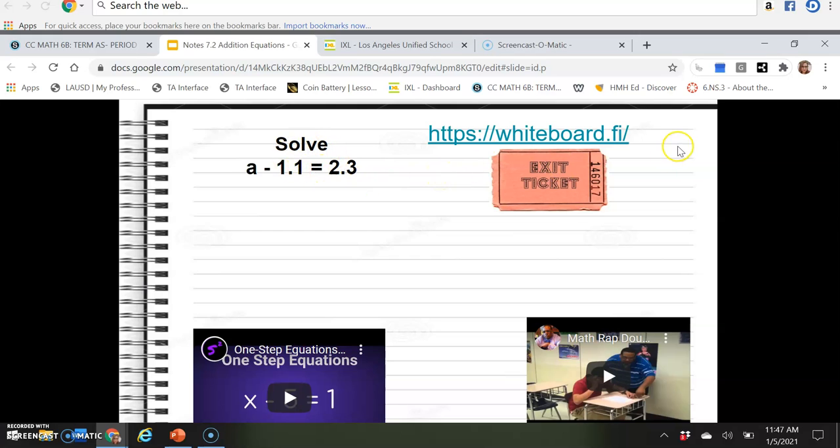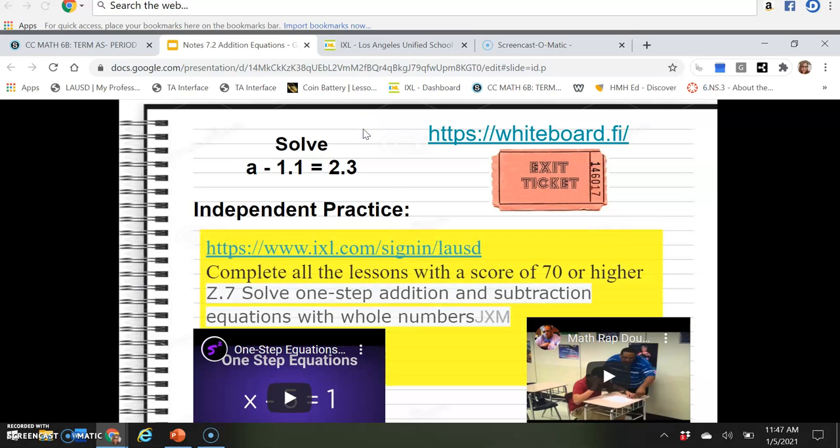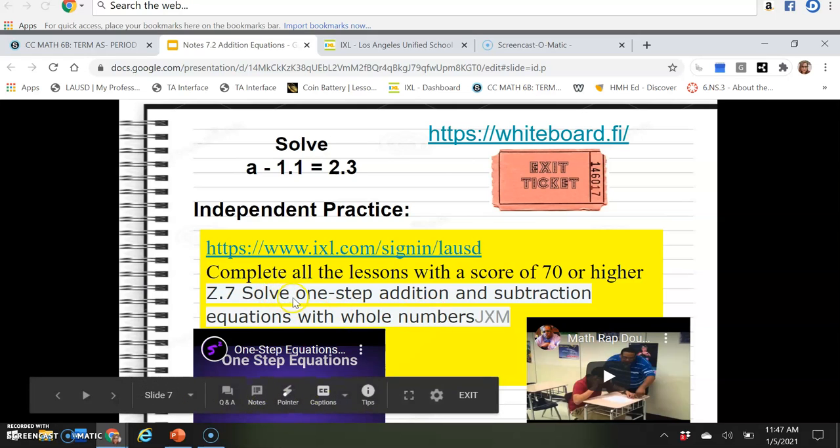You do have classwork, and that is your independent classwork. Okay, so your independent practice, you will be going to iexcel.com. Make sure you are using the LAUSD under your Schoology account, or you could just click here. You are to complete all the lessons. You have one lesson for this week, and you need to score 70 or higher. You are going to be doing the solving one-step equations and addition equations with whole numbers.